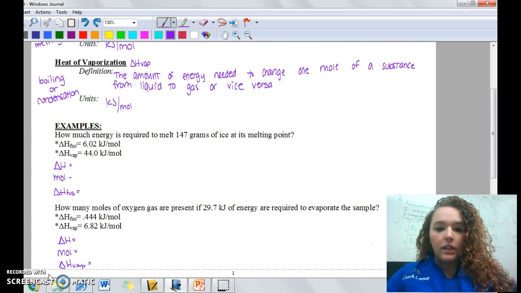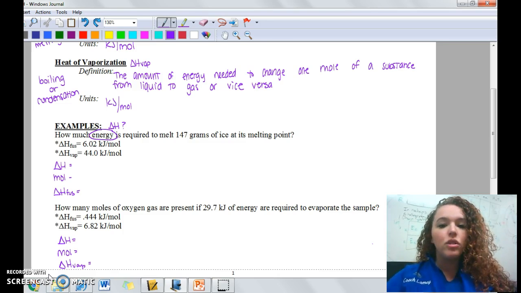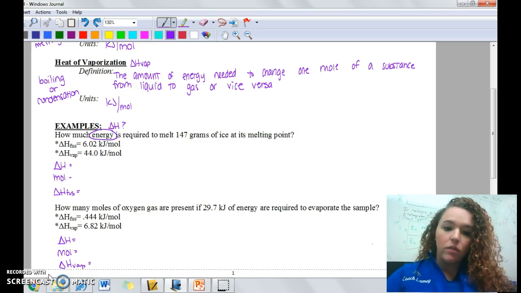So on to an example. In this case, it says how much energy is required to melt 147 grams of ice at its melting point. A couple of important pieces of information in this question. First, we're solving for energy, because it asks us how much energy. So we're solving for delta H, and that's just regular delta H, not with the little FUS at the end of it, just delta H.